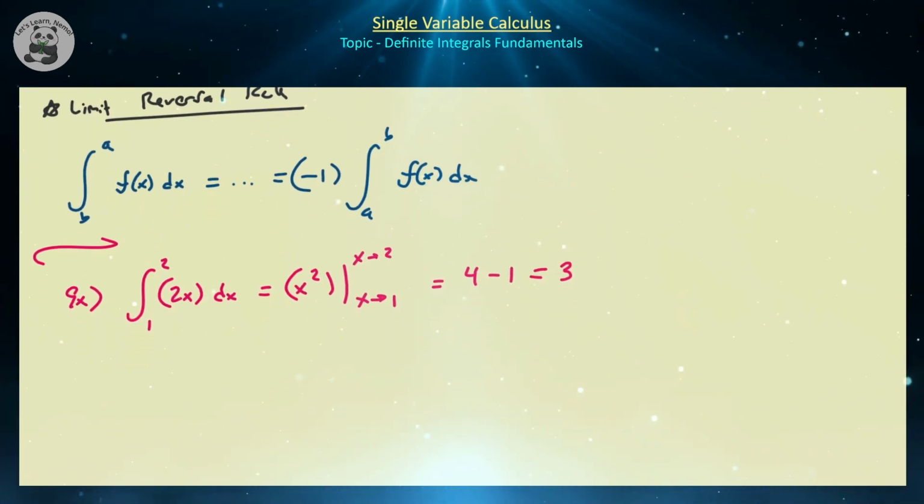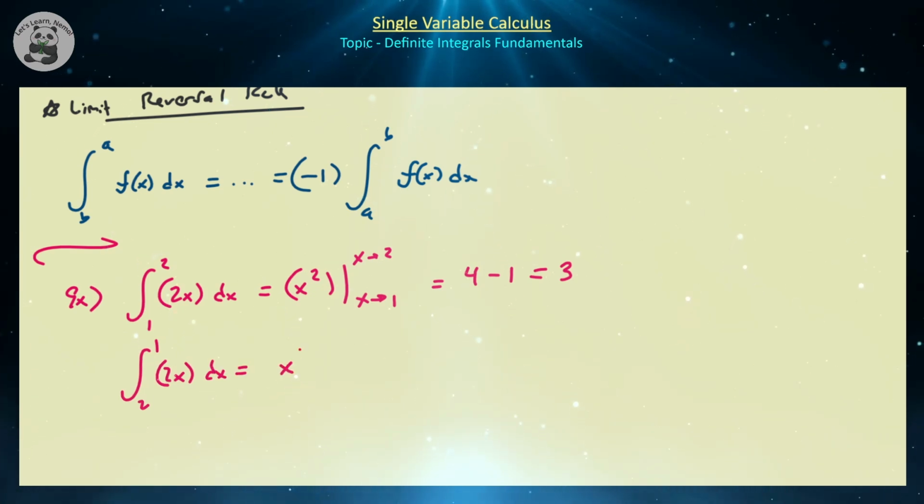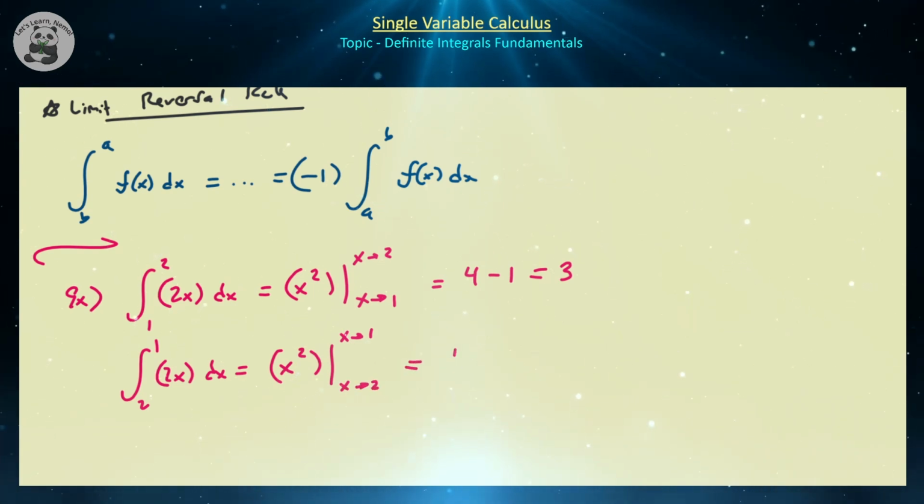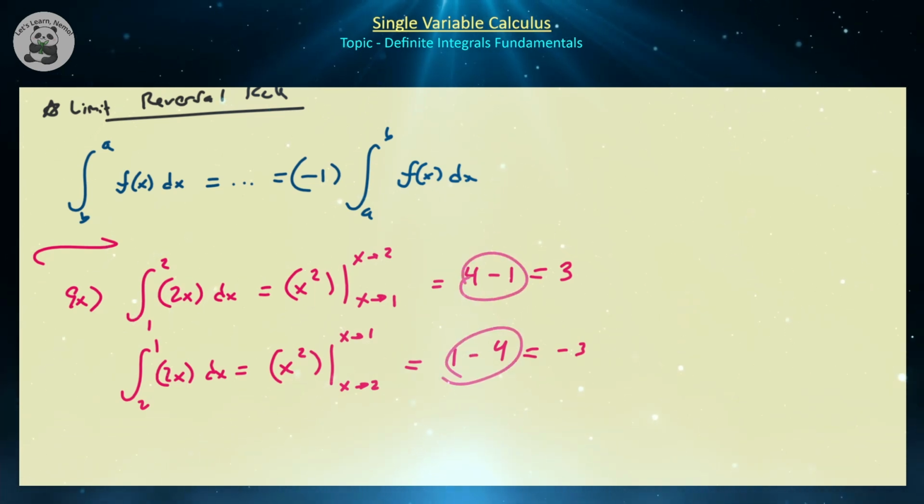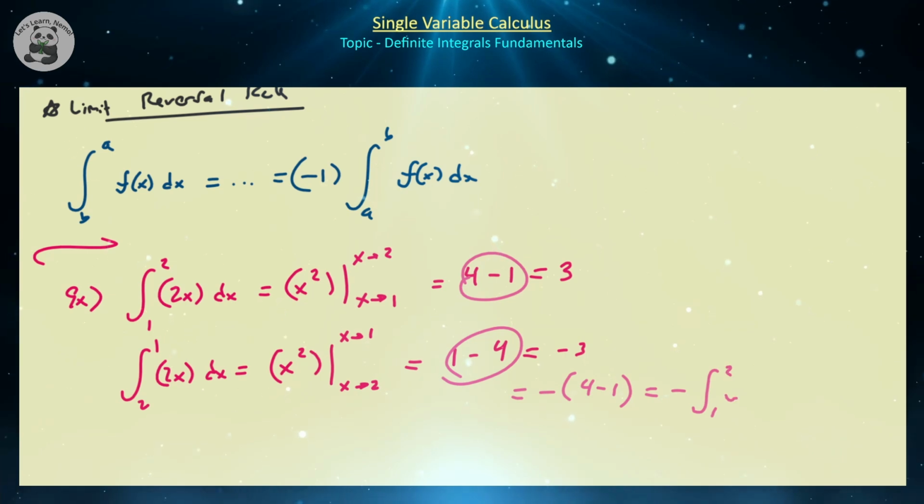And if we go from the integral from 2 to 1 of 2x dx, which is still going to be x squared, but instead of 1 to 2, we're going to go from 2 to 1. So that's going to be equal to 1 squared minus 2 squared, which is minus 3. Notice that when I reverse those limits, the only real thing that swaps is those things. So this is equal to the opposite of 4 minus 1, which is the opposite of the integral from 1 to 2 of our 2x dx function, which is just minus 3, of course.